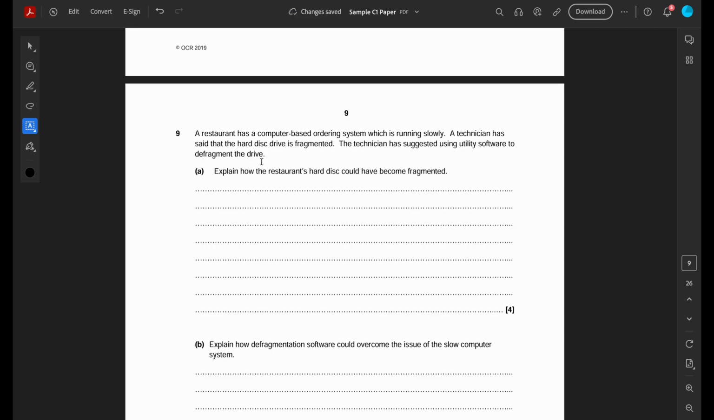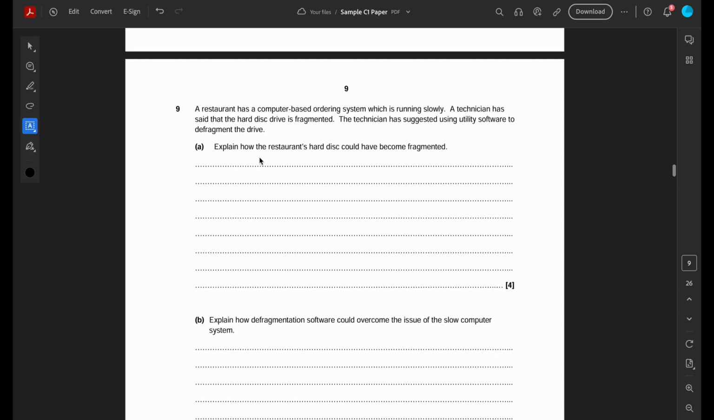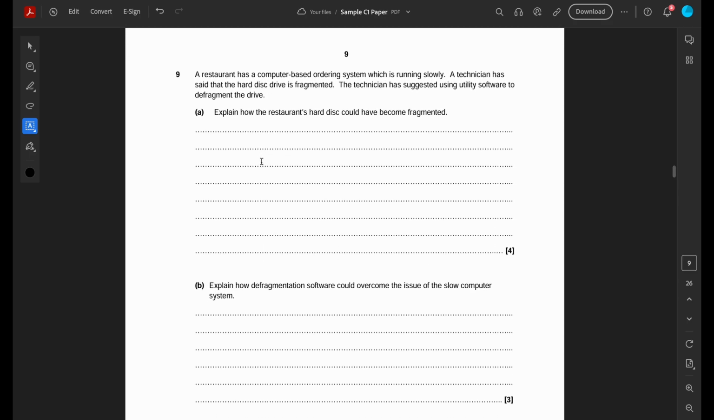Now, we've got a scenario here. They've not just given a scenario just for the sake of it. They've given us a scenario because they want us to use it. So we can't just leave nothing about the restaurant. So let's go and put in here a little bit of that.